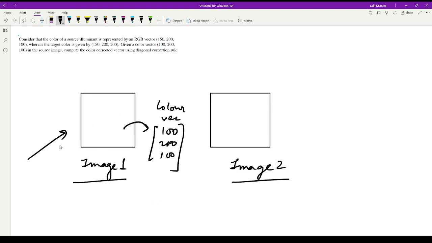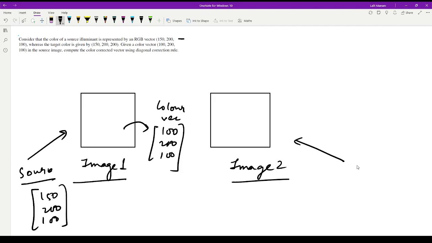So what's happening is, there is a source in the first image which has its own color, which is 150, 200, and 100. That is what is given here. And we want to replace it with a source which has color 150, 200, and 200. So that means we are trying to change the illumination color from one source to the other.